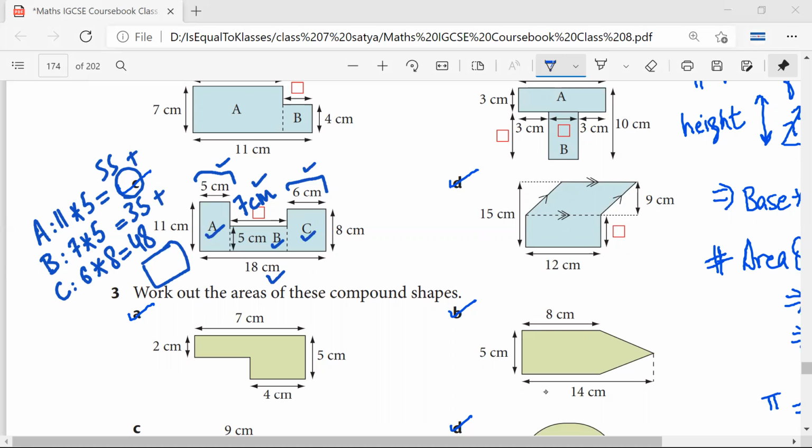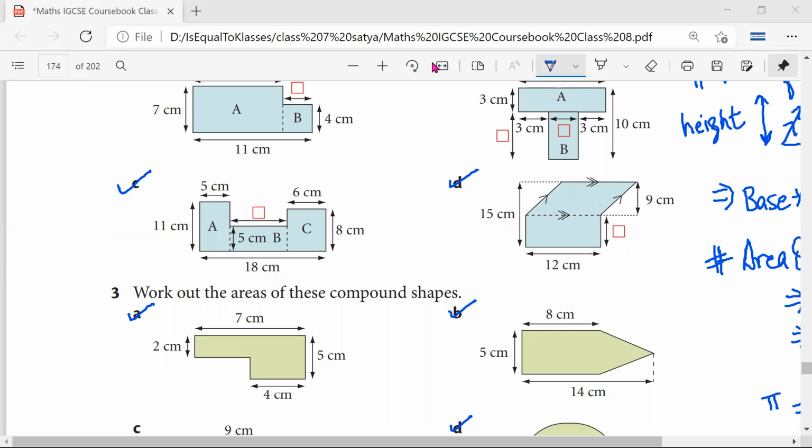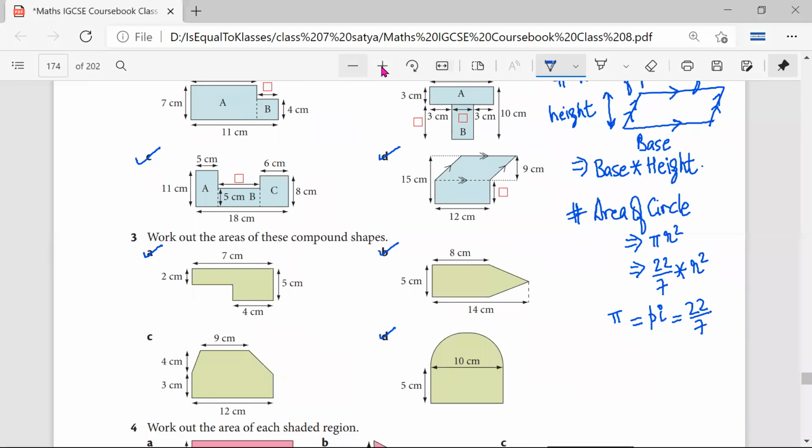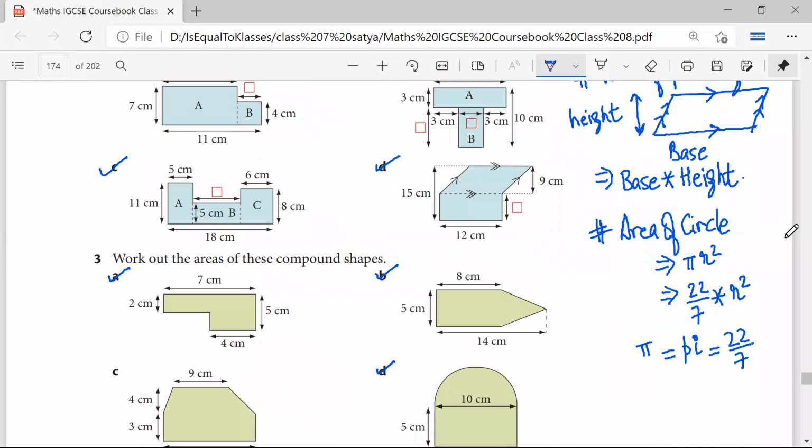Mr. Sarthak, is it okay? Yes, sir. Sarthak, how to do D part? So I didn't understand D part. Okay, Satya, have you done B part? Yes. How to do it?